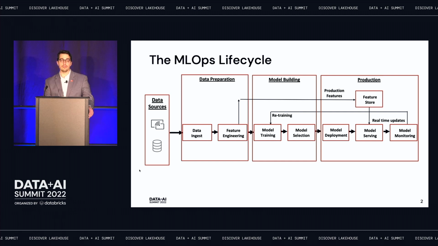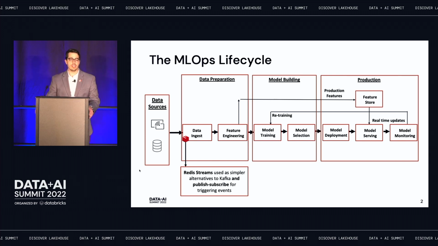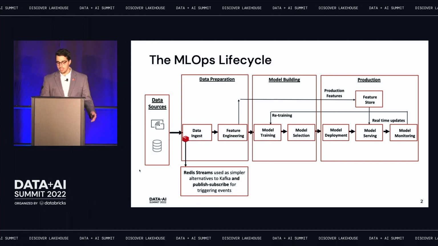What you might not know, though, is that Redis is used across many different parts of this pipeline. So to start, Redis Streams is sometimes used as a simpler alternative to Kafka. When you don't need the whole kit and caboodle, Redis Streams can often provide what you need. Likewise, publish/subscribe for messaging and triggering events like model retraining.